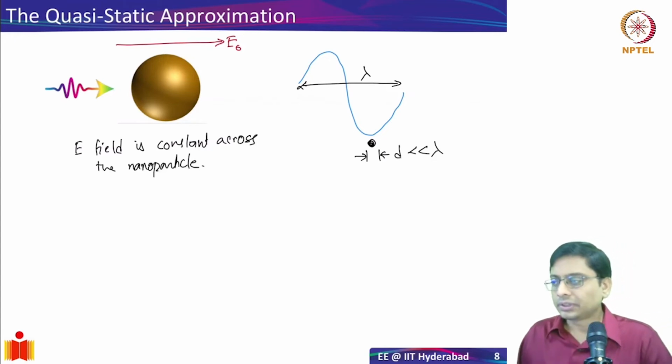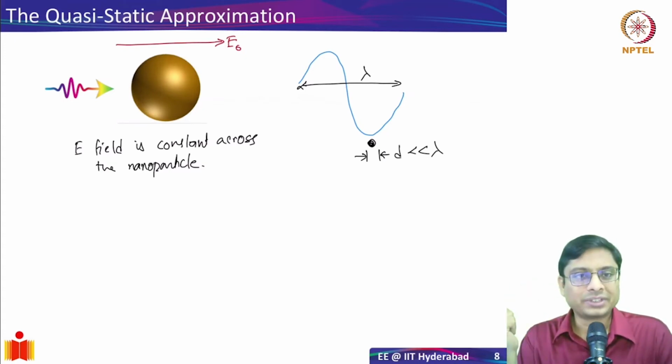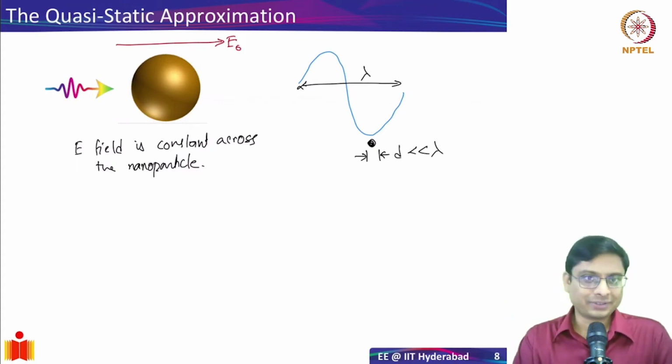Okay, so now what happens when you have such a quasi-static approximation? This is the simplest problem that you would have solved in electrostatics. If you take a look at a book like Griffiths' Introduction to Electrodynamics, I think chapter 3 has a section on this, where they solve how a metal particle or metal sphere interacts with a constant electric field.